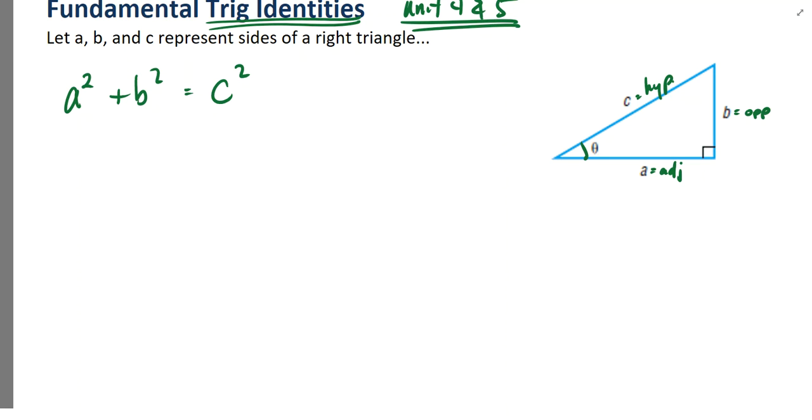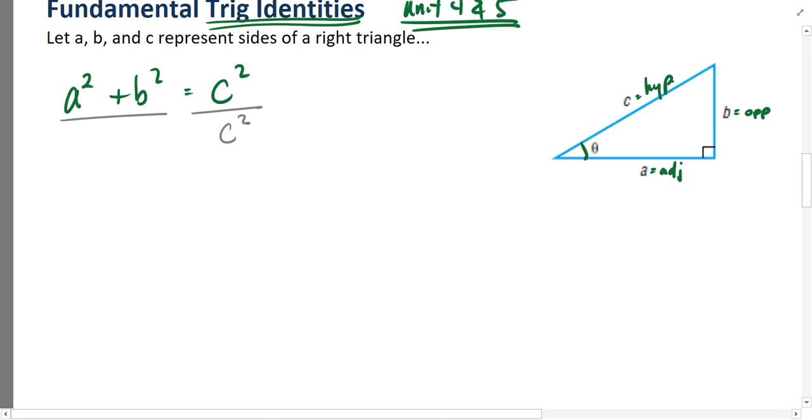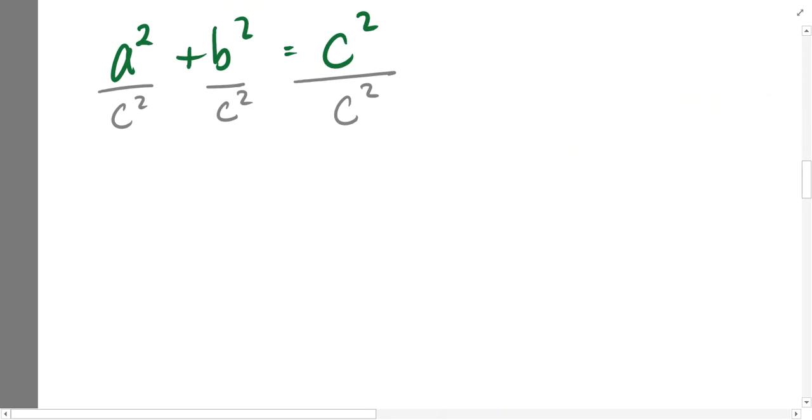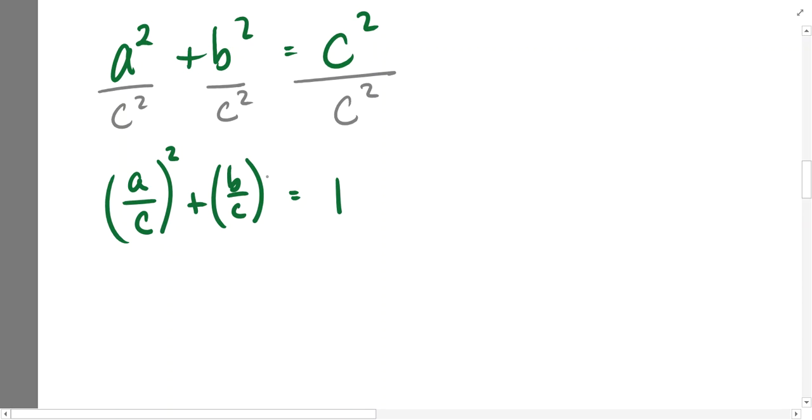So to create this first identity, I'm just going to do a little bit of algebra. I'm going to divide both sides of the equation by c squared. Now if I divide the left side of the equation by c squared, that would be the same as dividing both of these components by c squared. And this is perfectly permissible because the two lines are algebraically equivalent. Now what I'm left with here on the right-hand side, c squared divided by itself, is equal to 1.